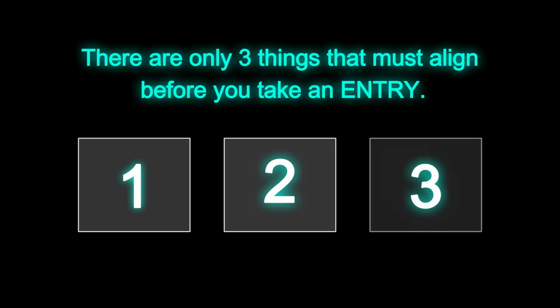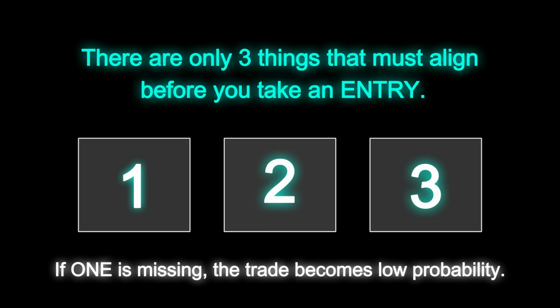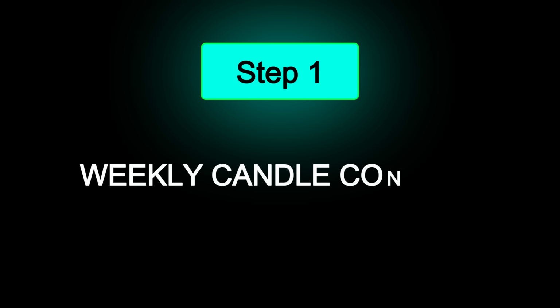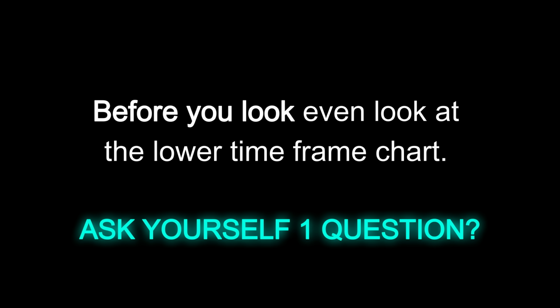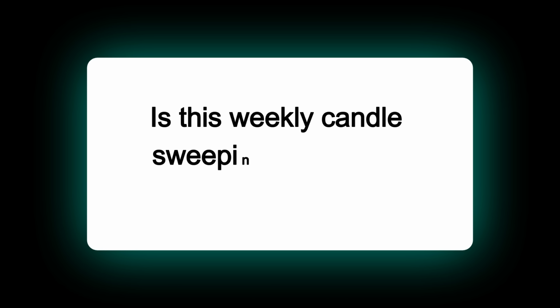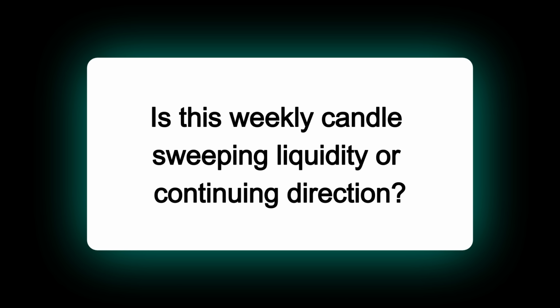There are only 3 things that must align before you take an entry. If one is missing, the trade becomes low probability. Here's the exact model. Step number 1, stay aligned with the weekly candle context. Before I even look at the lower time frame chart, I ask one question. Is this weekly candle sweeping liquidity or continuing direction?